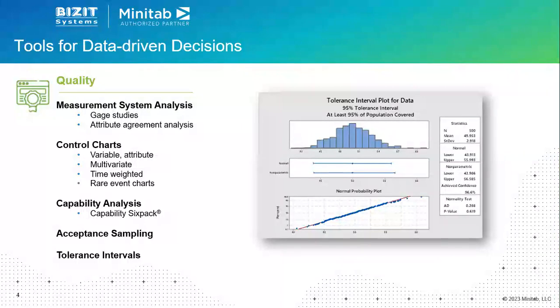So here are some of the tools available in Minitab Statistical Software. For example, for quality, we have measurement system analysis, control charts, capability, acceptance sampling, and tolerance. I think I already covered most of these in our webinars this year. So if you missed these topics, you can go to our YouTube channel to see the measurement system analysis, control chart, and capability analysis.